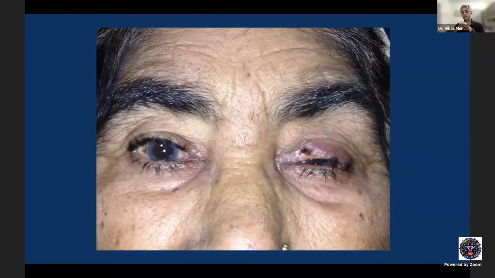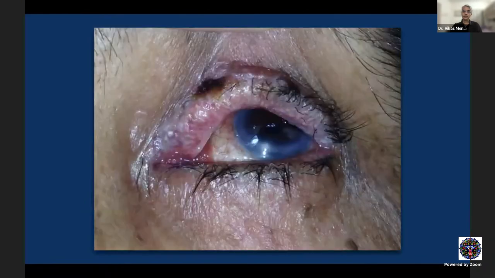Now, this case is interesting. This lady was roaming around for many months, gone to many ophthalmologists, diagnosed as a blepharoconjunctivitis of the left eye for a long time, with edema and swelling not subsiding. I tried all sorts of ointments, all sorts of hot fomentation, everything, doxycycline was given. And here's a closer look at the lid.